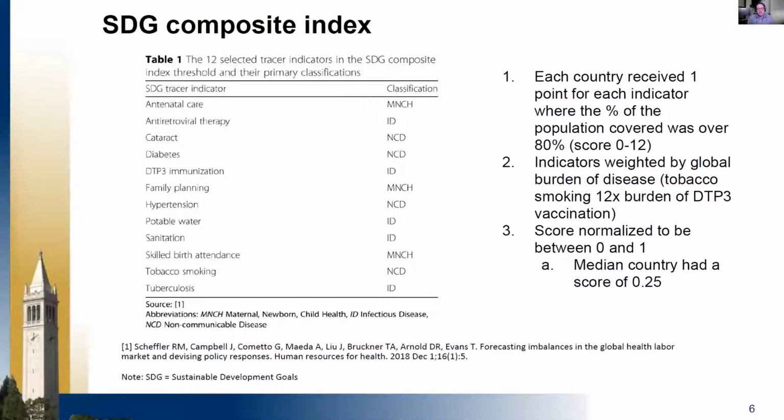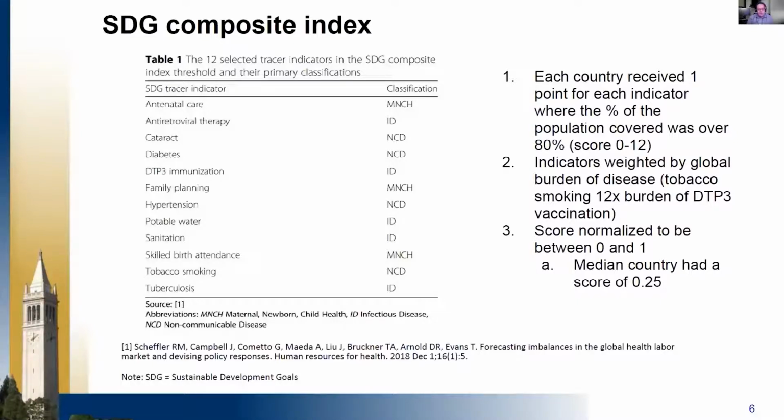So to briefly go through what WHO did and the group of authors that worked on that paper, they looked at these 12 conditions, and they based need off of doing well on these 12 conditions. So each country received 1 point for each indicator where the percent of their population covered was over 80%. So you could see cataract is on the list on the left. If 80% of the population had coverage for cataract surgery, they'd get a 1 on that measure. If you see tobacco smoking at the bottom, if 80% of the country did not smoke, then you get a 1 on that measure. So you could get a score from 0 to 12.